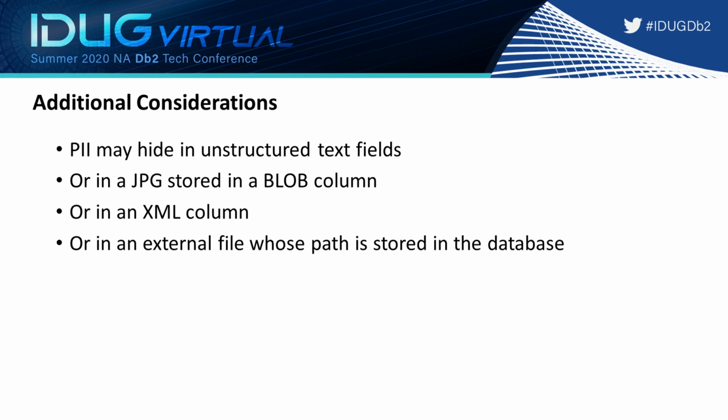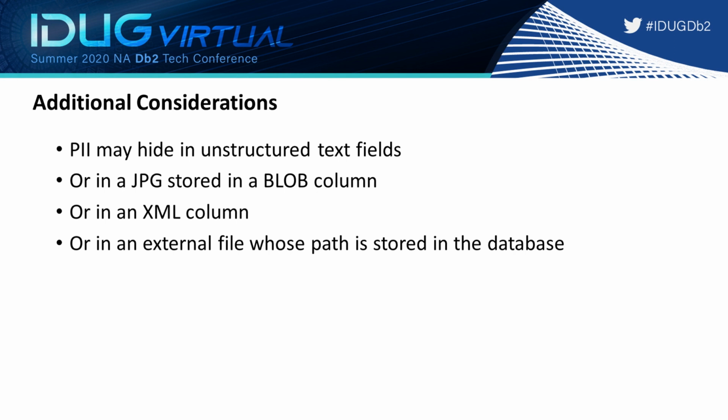XML columns are also becoming more popular. Now that is not unstructured data, but it can still be very difficult and time-consuming to parse all parts of an XML document and identify names, addresses, and other types of personal information. Maybe your database contains a reference to a file that is stored on a file server, so you only have the path to the file in Db2, but not the file itself. What can we do about that?